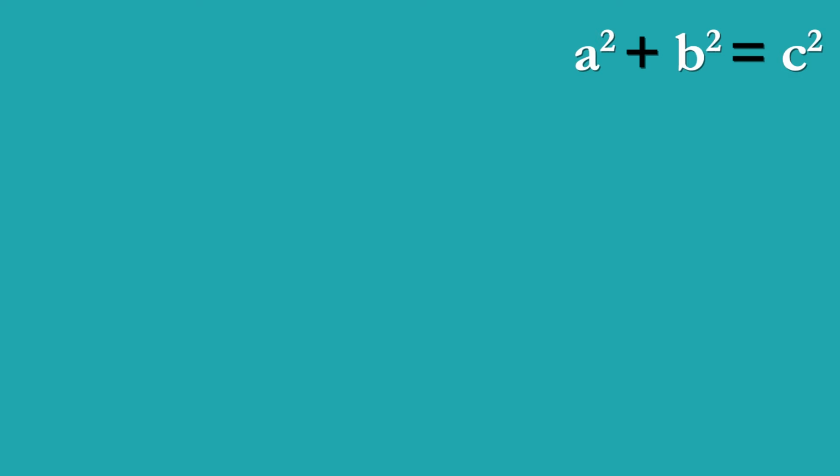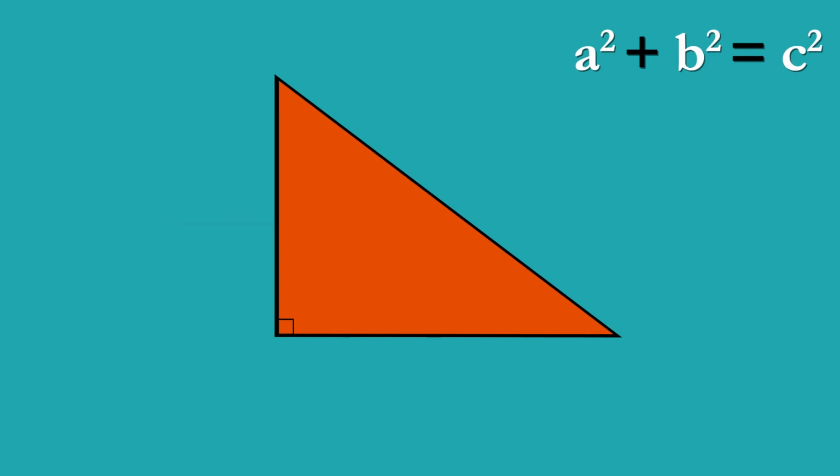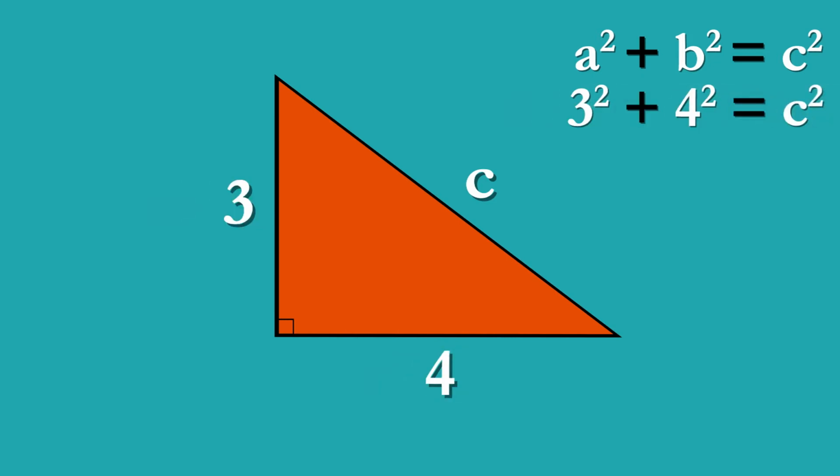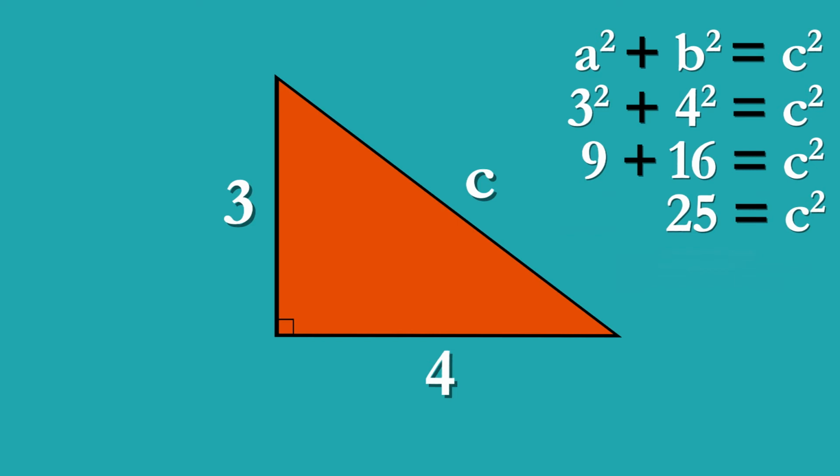If you take any right-angled triangle, the square of one shorter length plus the square of the other shorter length, that's A and B, will add together to give you the square of the longer length. In this case, we've got 3 squared, which is 9, plus 4 squared, which is 16, and that gives us the square of our missing length. So 9 plus 16 is c squared, so 25 is equal to c squared, and then we can work out that the longest side must be 5.